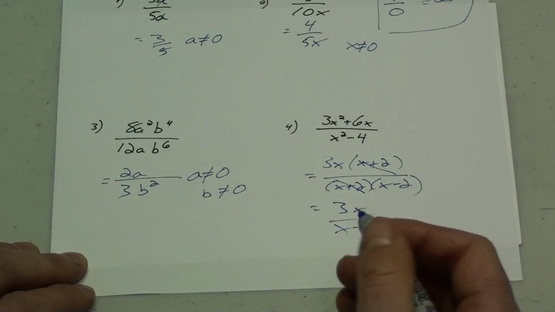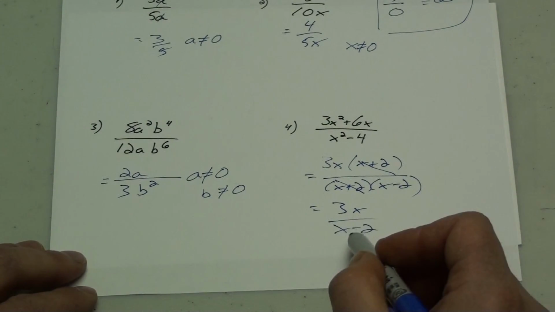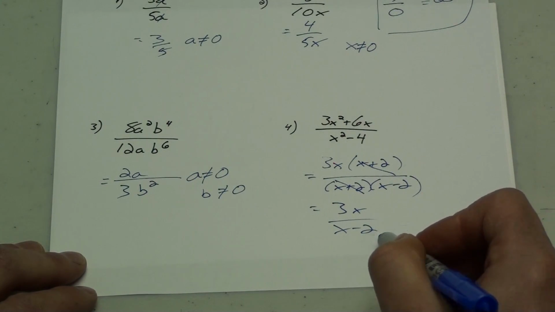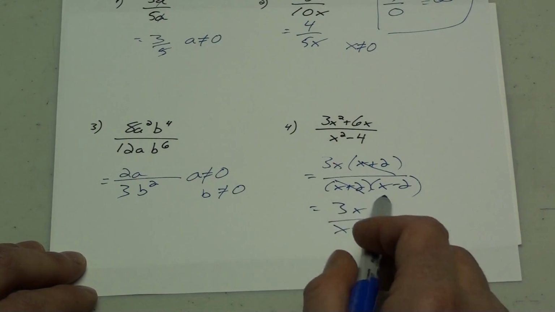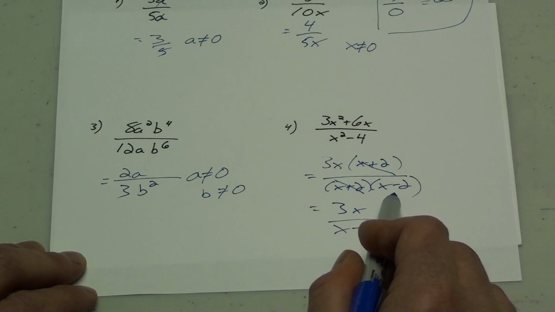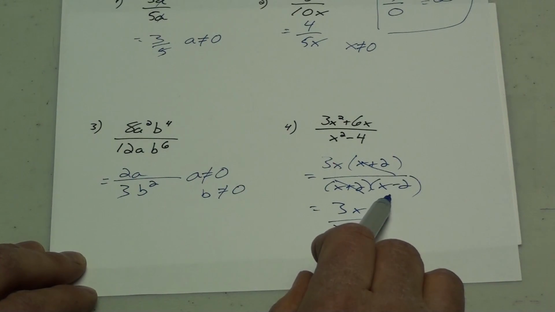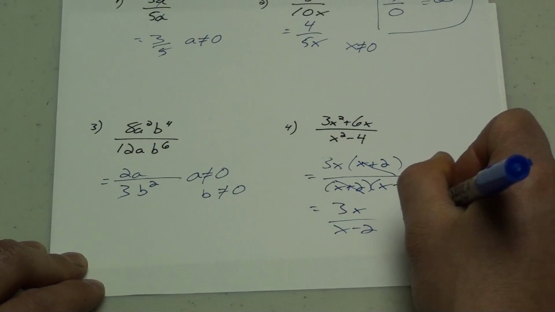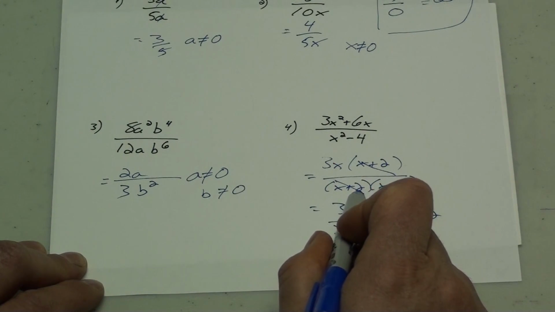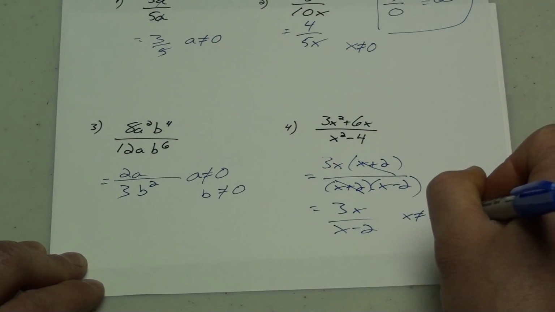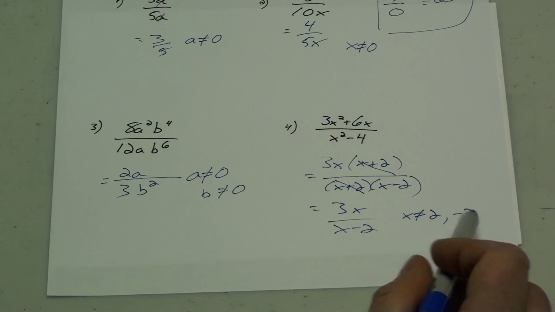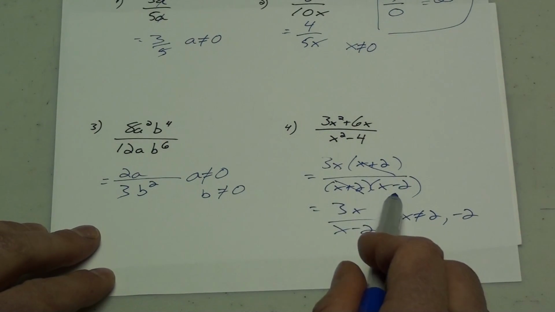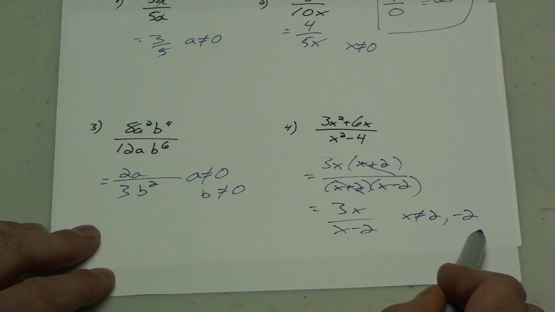Now again, I need to state my restrictions. So are there any values that would make your denominator go to 0? I can look back at the original factored one here. If x was positive 2, that would make this part of the fraction go to 0. So x is not allowed to equal positive 2. X plus 2, well, if x equaled negative 2, that would make this portion of it go to 0. So x cannot equal negative 2 as well. So those are my restrictions that I have to state. Any value that makes the denominator go to 0 is not allowed to happen. Those are your restrictions. Okay?